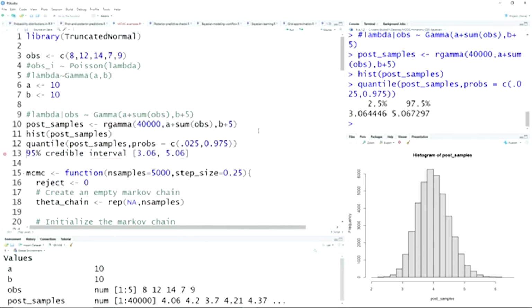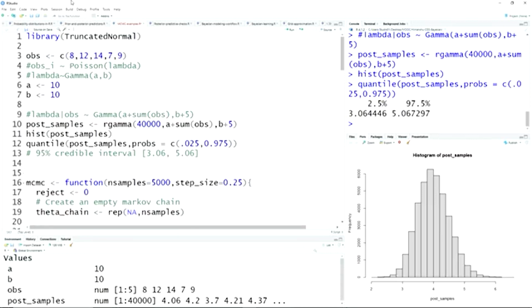Now the interpretation of this 95% credible interval is very different from a confidence interval. You might have heard about the 95% confidence interval in frequentist inference. This credible interval is different from a confidence interval. How? A credible interval tells you, in this case for example, that you can say with this degree of certainty, 0.95, something about the parameter.